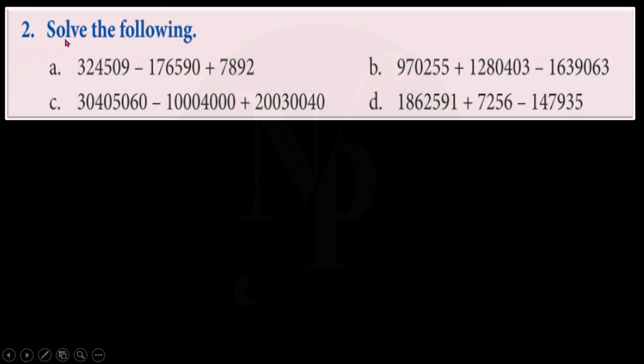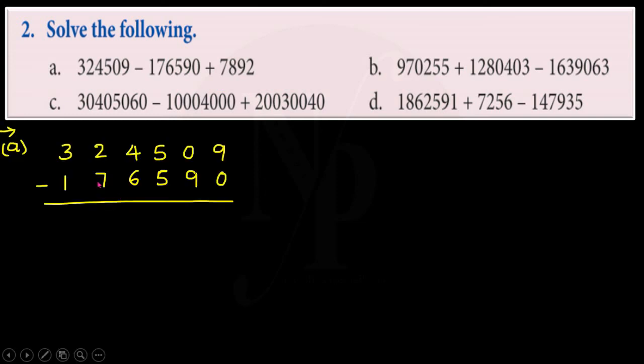Question number 2, solve the following. So we have to solve the following questions A, B, C, D, in which both addition and subtraction are involved. Let us solve these one by one. Here first we subtract the first two numbers and to the difference we obtained we add the third number.